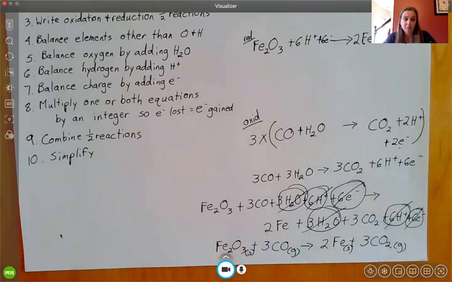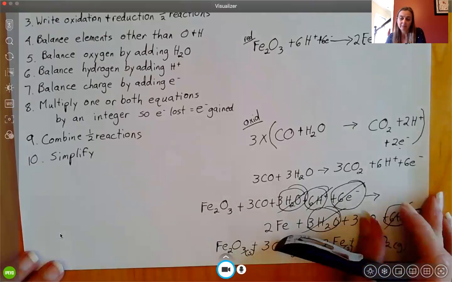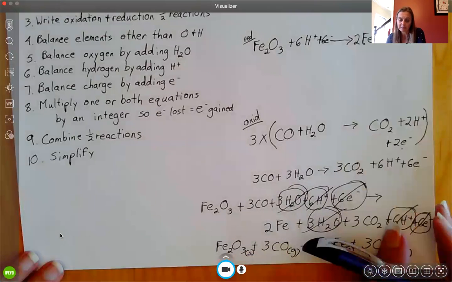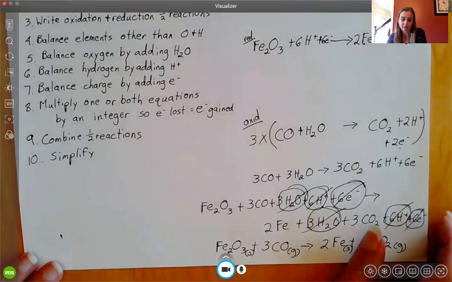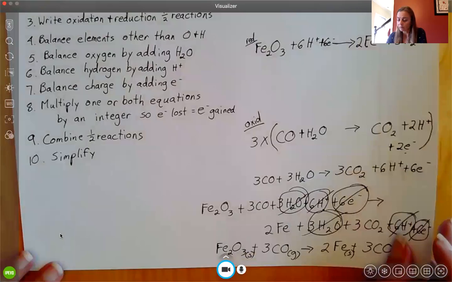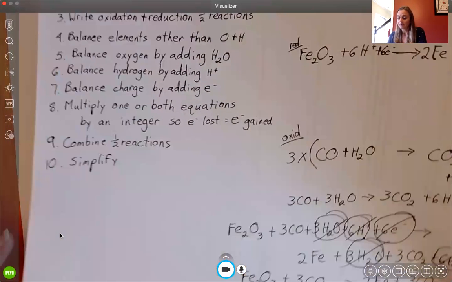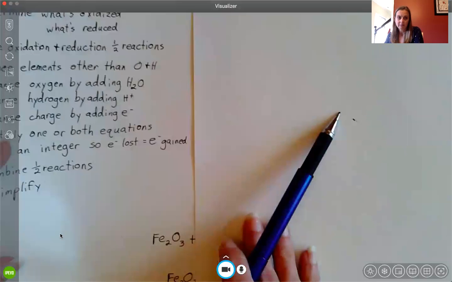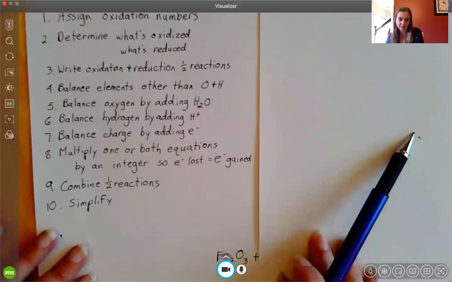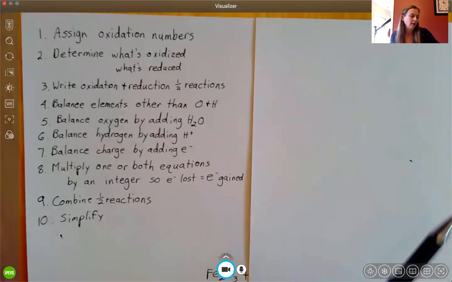So those are the steps for balancing in acidic or neutral solution. If we are balancing in basic solution, there's one last step at the end, and that's to neutralize the hydrogen by adding hydroxide. So let's walk through one more practice problem. I'm going to keep those steps over here so that you guys can see them, hopefully. There we go. Now that I've made everybody seasick, let's take a look at a practice problem.